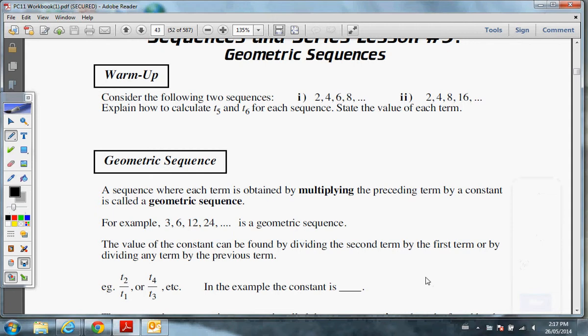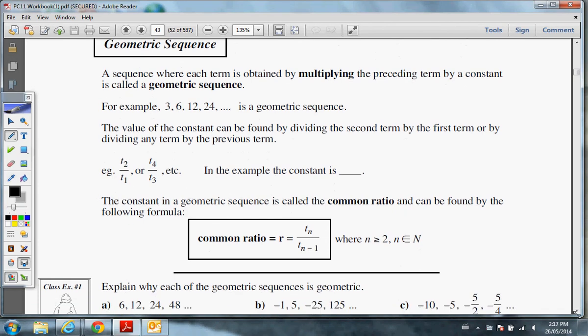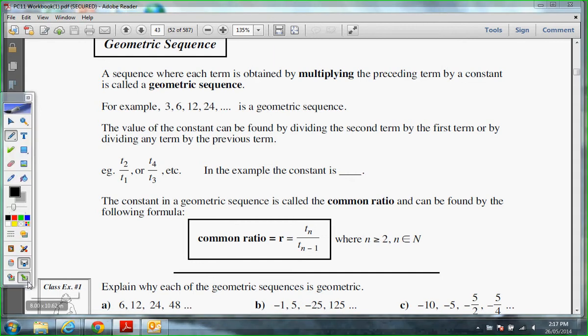As we get to the actual definition of sequence, which we already know, a sequence where each term is obtained by multiplying the preceding term by a constant is called a geometric sequence. For example, 3, 6, 12, 24 is a geometric sequence of multiplying by 2. The value of the constant can be found by dividing the second term by the first term, or by dividing any term by the previous term. So as long as you take T2 divided by T1 or T4 divided by T3, it's going to kick out your constant of 2 in this case. T2 over T1 is 6 over 3, T4 over T3 is 24 over 12, both of them equal 2.